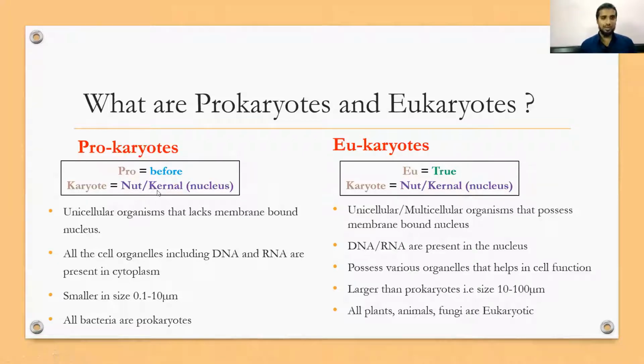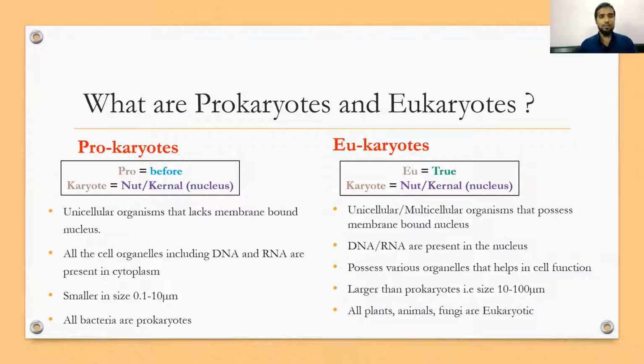When do we call something a nut? Suppose we consider a walnut. There is some edible material inside it which we eat, and above it is the outer covering, which is called nut or kernel in botany. That covering is called the nucleus or nuclear membrane in microbiology. So prokaryotes means before nucleus. Why do we say that? Because the early primitive species of microorganisms don't have a covered nuclear membrane.